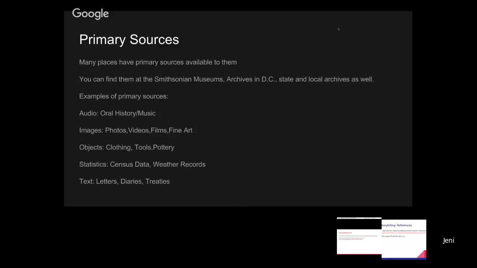Examples of primary sources are oral history and music for audio, photos, videos, films, and fine art, clothing, tools, and pottery. Those are objects that you can show students. Census data and weather records are actually primary sources because once you keep track of that, you can show what happened then. It's a good way to show students different things about what's happening now compared to then. And letters, diaries, and treaties are different examples of text primary sources.